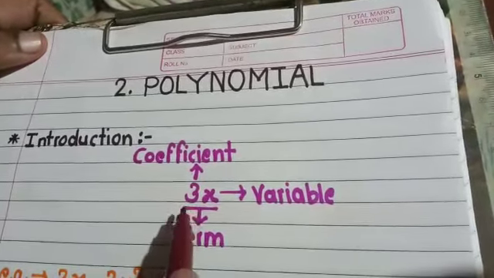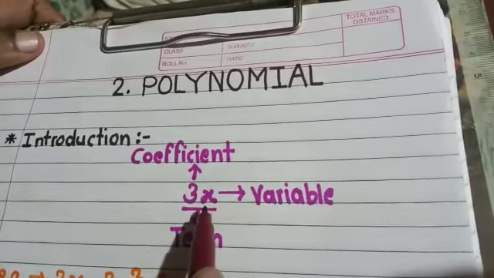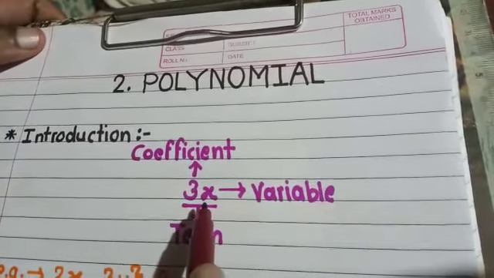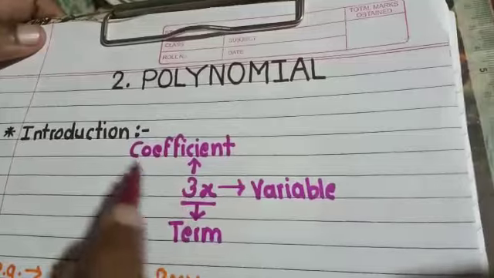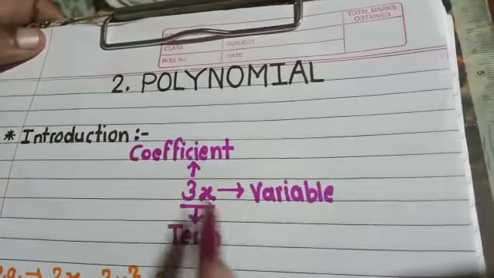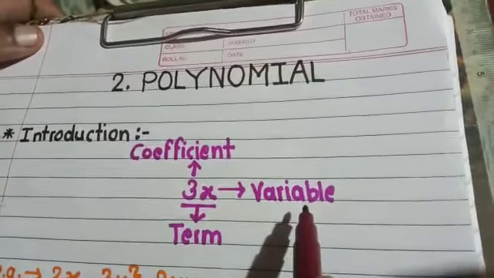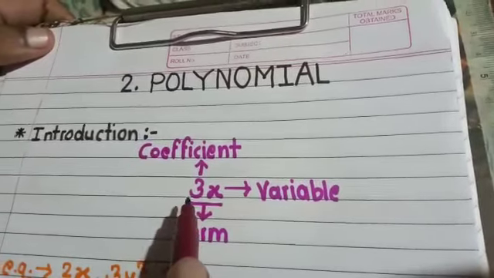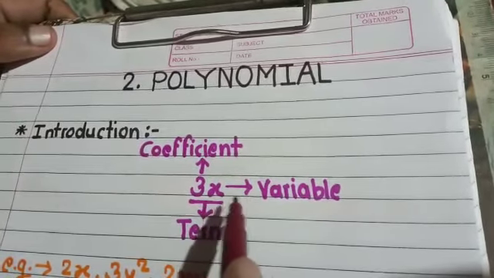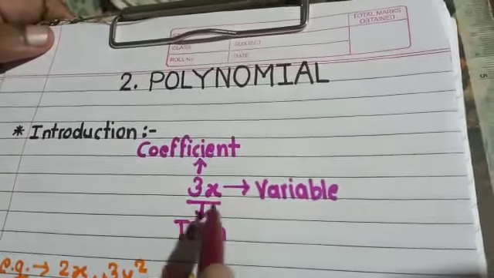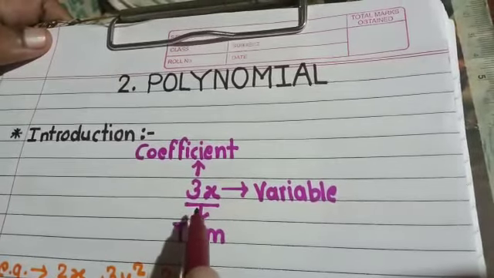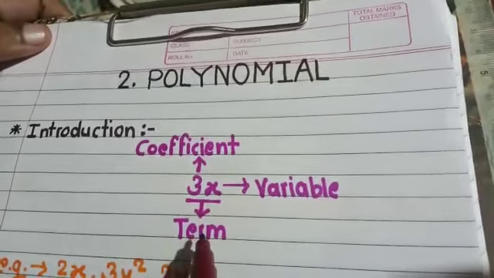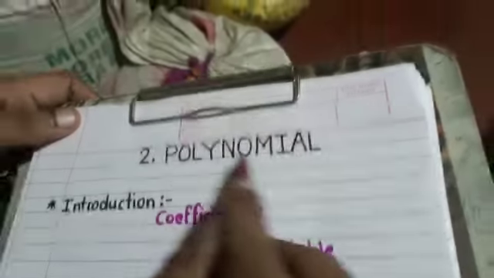Here see, 3x. In 3x, one number is there and one letter is there. This number is known as the numerical coefficient or coefficient, and this x is known as the variable. The number always remains constant and x is changing according to the equation. When the variable and coefficient come together, they make one term. Now we will come to our point, that is polynomial.